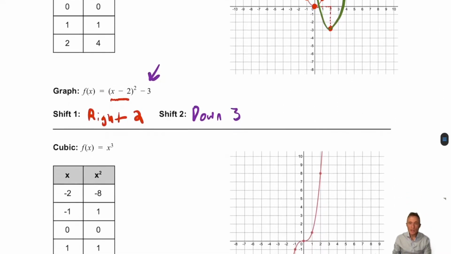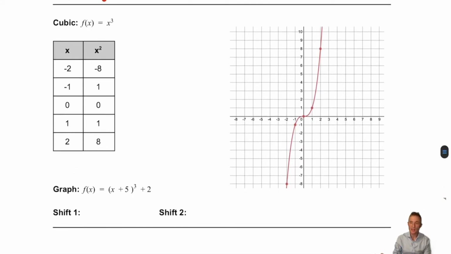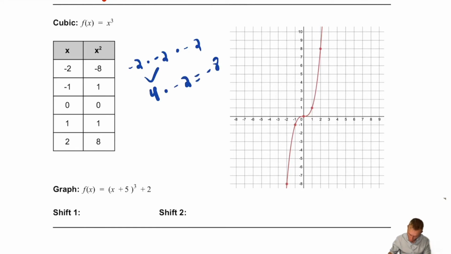Second kind of function we could have is a cubic function. Instead of times itself, it's times itself and times itself again. So there's 3 of them. Negative 2 cubed, I'll take a second to pause here just to show you what that means. That means negative 2 times negative 2 times negative 2. We do it one at a time. Negative 2 times negative 2 is positive 4, times negative 2 is negative 8. That's why negative 2 cubed is negative 8.